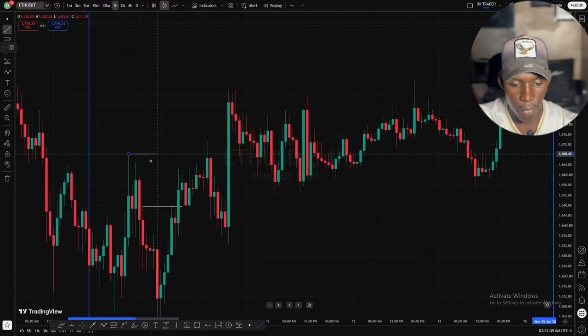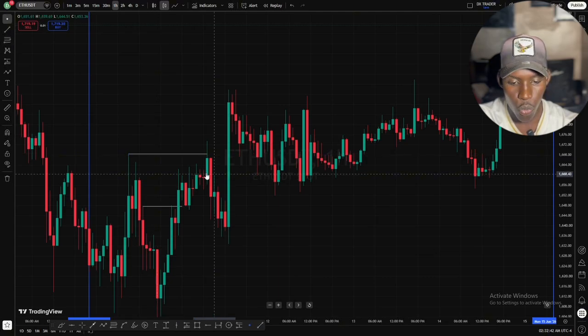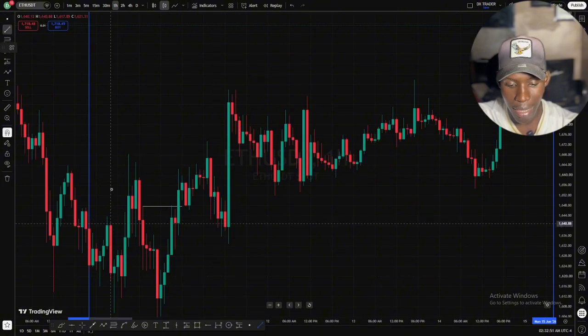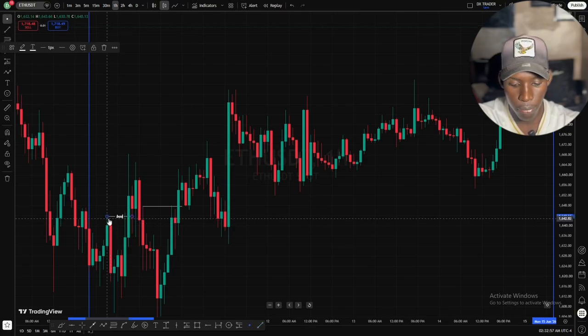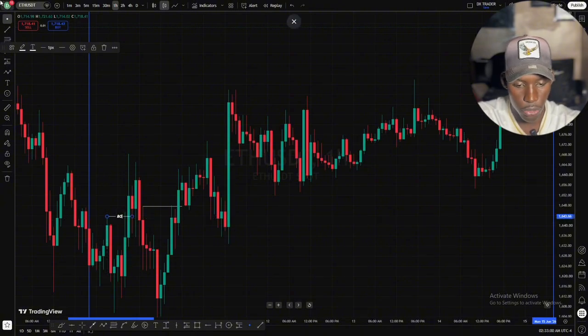In this case, we have from wick here to wick here, so we are not counting wick to wick, because wick to wick is a totally invalid break of structure. As a trader, you need to pay attention to the wick to real body of the market. That's the only place you can spot your break of structure. That means from here to here, we have a break of structure. Let me use the caps lock, a break of structure.